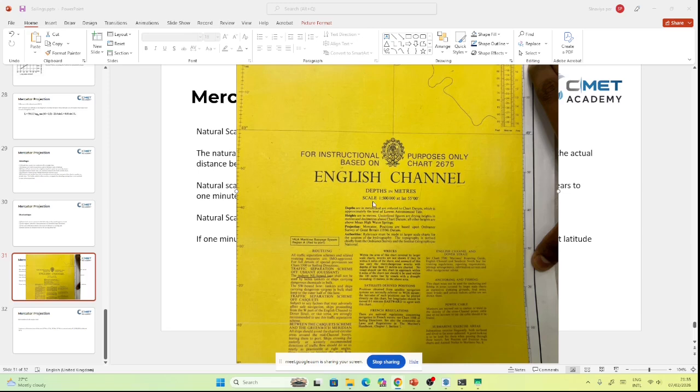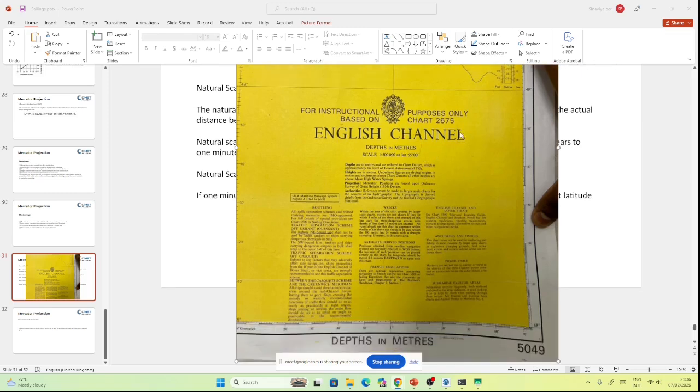Okay. The scale is 1 to 500,000. That is the scale. And at latitude 55 degrees. But in the chart, you cannot see 55 degrees. What you can see is 48 degrees, 49 degrees. I'm sure when you go up, 50 degrees will be there, 52 or maximum 52 degrees. But you will not see 55 degrees in this chart. But it says 1 to 500,000 at latitude 55 degrees. Okay, just keep this in mind.